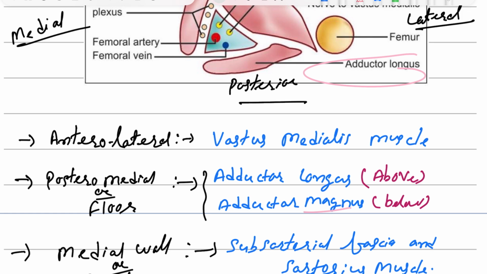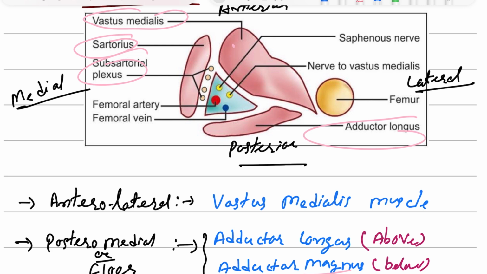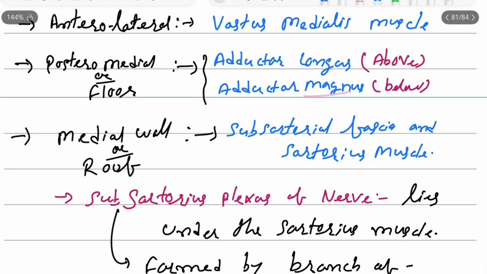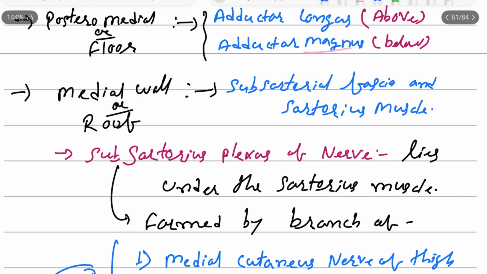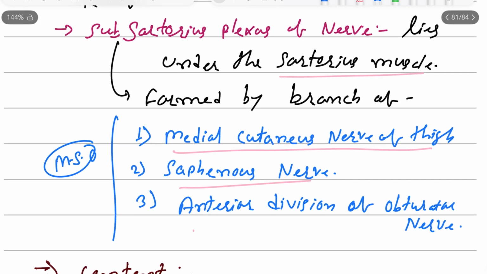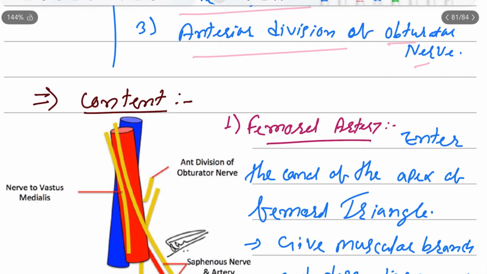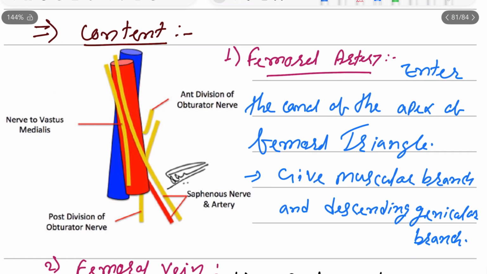The medial wall or roof is formed by the sartorius muscle and subsartorial fascia. Behind or below the sartorius muscle, there is the subsartorial plexus of nerves. It lies under the sartorius muscle and is formed by branches of the medial cutaneous nerve of the thigh, the saphenous nerve, and the anterior division of the obturator nerve. Now I will discuss the contents of the adductor canal or Hunter canal.